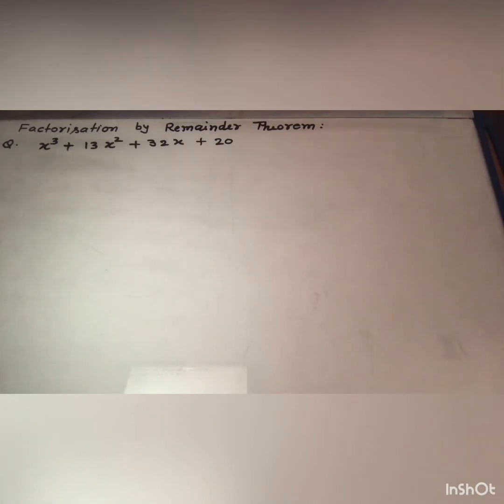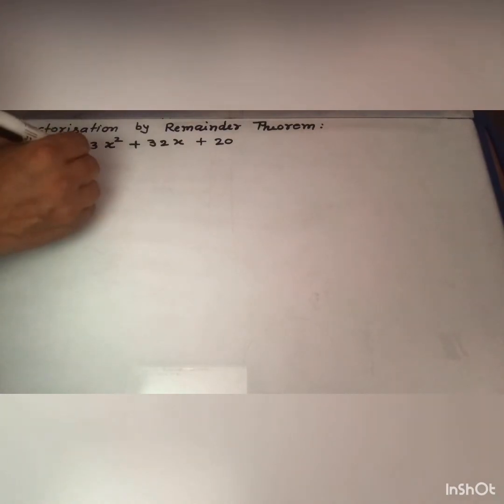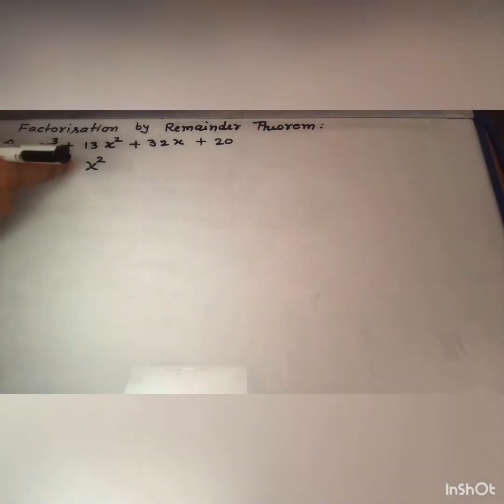So let us start. First of all, you will write the first term same to same. Now observe what is the coefficient of the first term. The coefficient of the first term is 1 only. So you will write the second term with the same coefficient as the first term. The coefficient of the first term is 1, so you will write the second term, that is x square, with the same coefficient, that is 1x square.